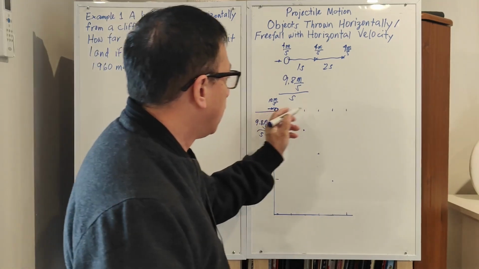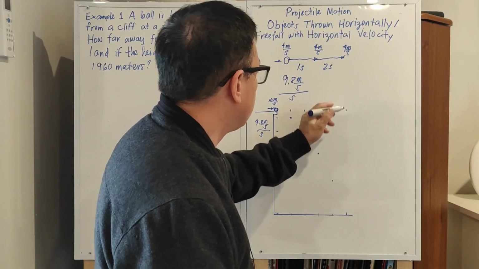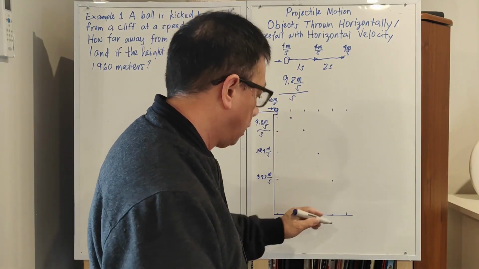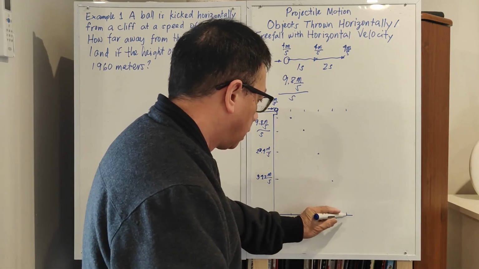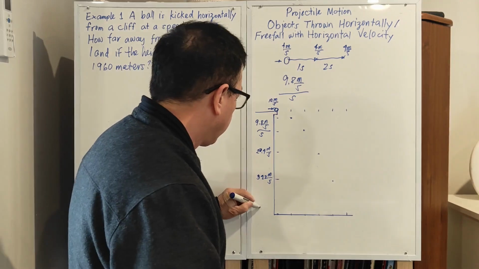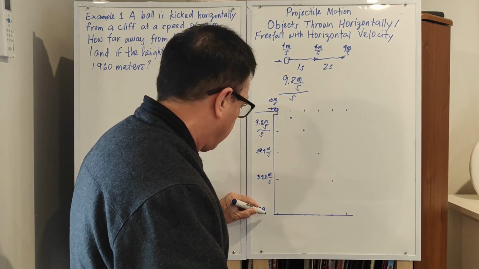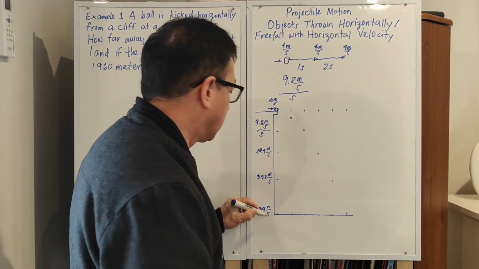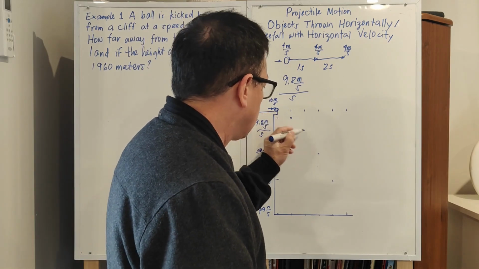And then after 5 seconds, it will still be at 10 meters per second horizontally, but the velocity at this point vertically will be 49 meters per second. So it's dropping faster and faster.